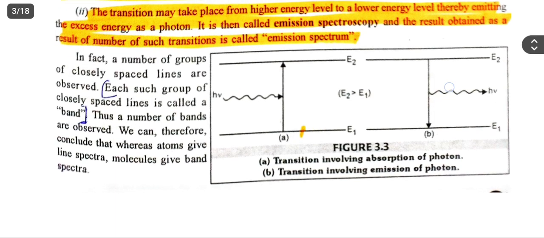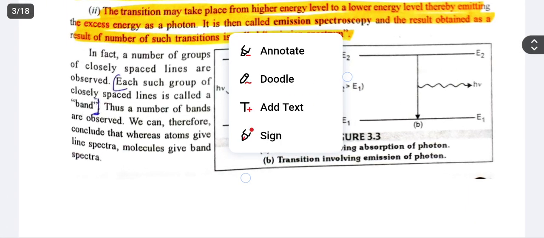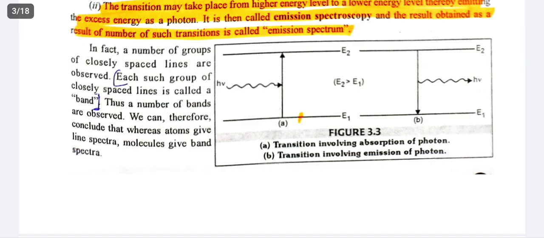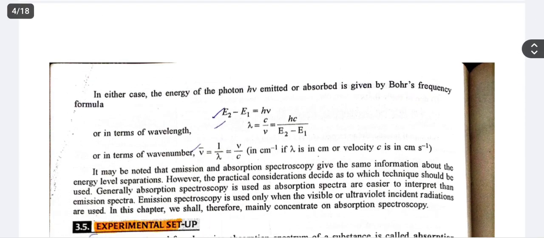In fact, a number of groups of closely spaced lines are observed. Each such group of closely spaced lines is called a band. Thus, a number of bands are observed. We can therefore conclude that whereas atoms give line spectra, molecules give band spectra.